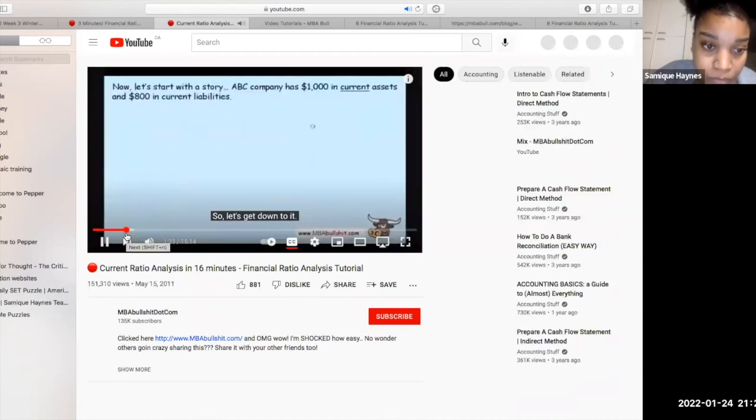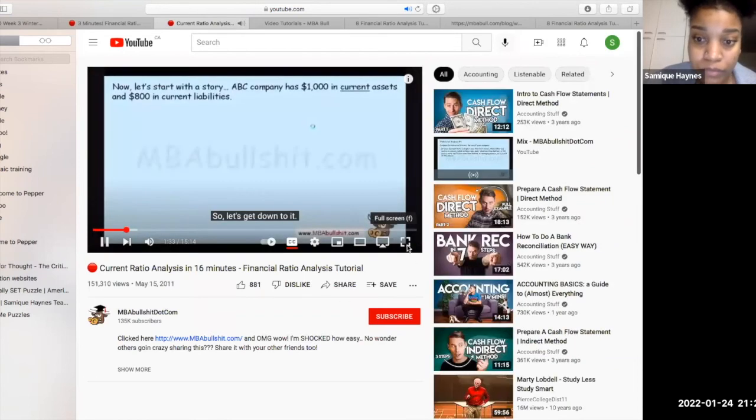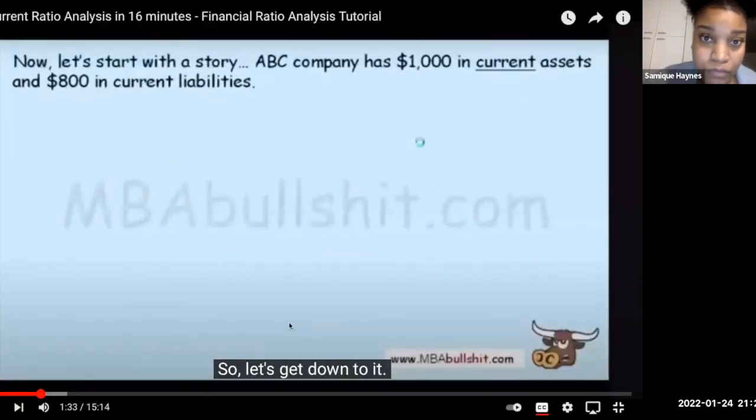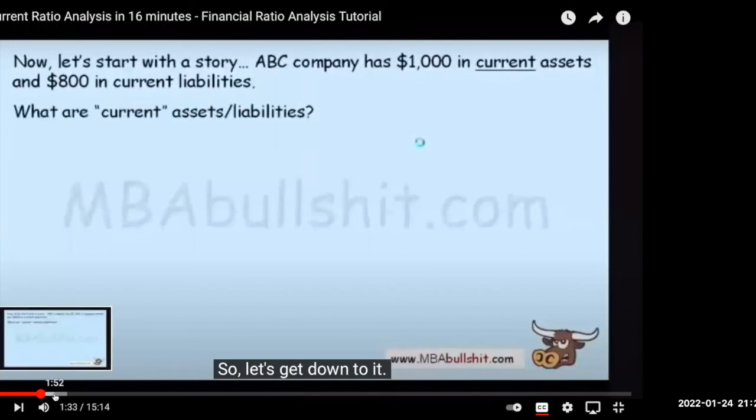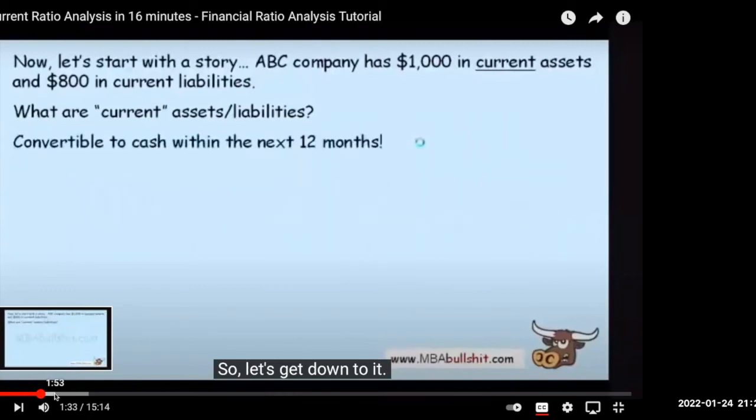He has $1,000 in current assets, not $1,000 in assets, $1,000 in current assets, and $800 in current liabilities. Now, just a reminder, what are current assets and liabilities? These are assets or liabilities which are convertible or which will turn into cash within the next 12 months. So if it's a current liability, it is due within, or needs to be paid within the next 12 months. Current assets are assets which you can easily convert into cash within the next 12 months.